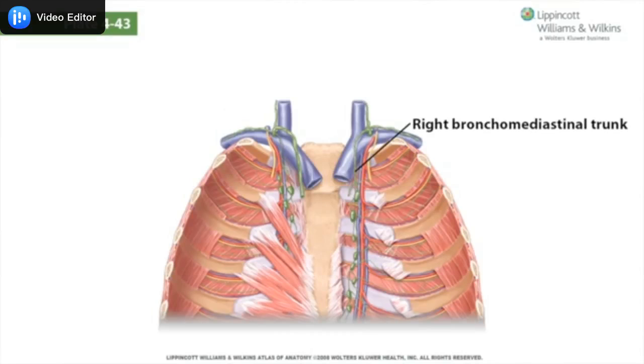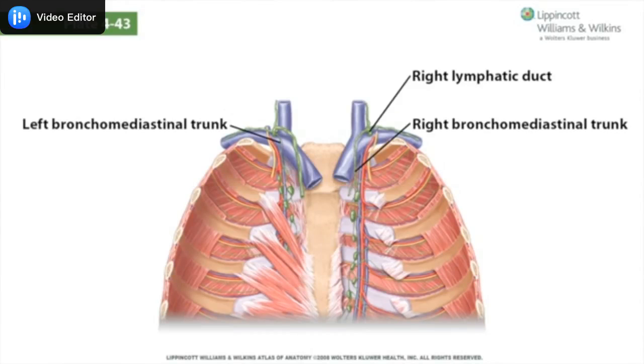The right bronchomediastinal trunk usually drains into the right lymphatic duct, and the left bronchomediastinal trunk often drains into the thoracic duct. These ducts deliver lymph to the venous system on the respective sides by connecting to the subclavian vein or another venous structure nearby.